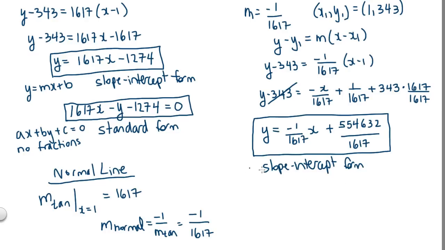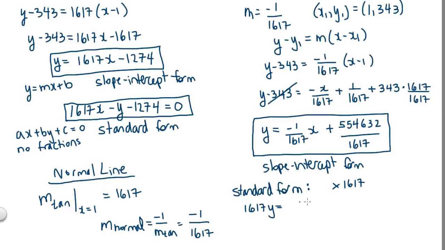Okay, to finish up with our normal line, let's try giving it in standard form just so that we've got a little bit of practice with that. For standard form, remember that we need to clear the fractions. There should be no fractions when we're writing it in standard form. So let's take a look at what we've already got here. Notice that the denominator here is 1617. So if we multiplied both sides of this equation by 1617, we would clear all the fractions. So let's go ahead and do that.